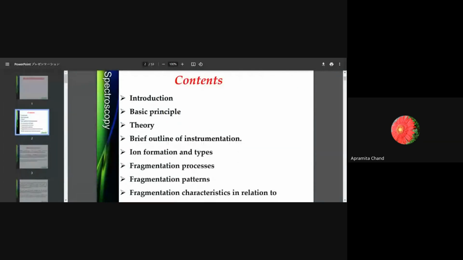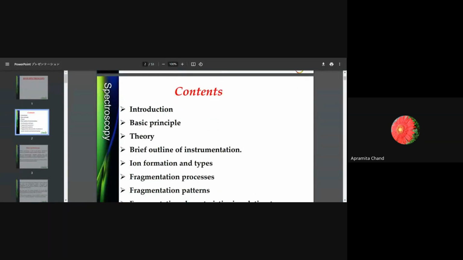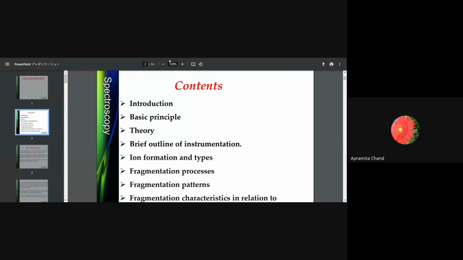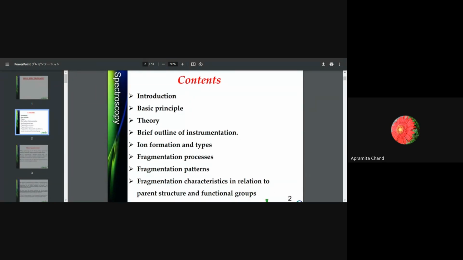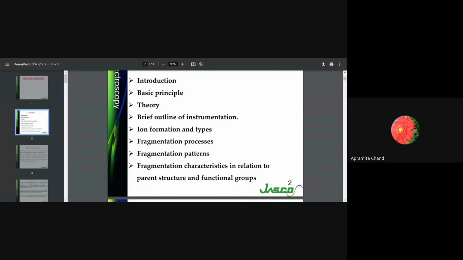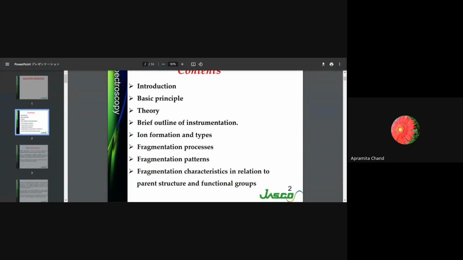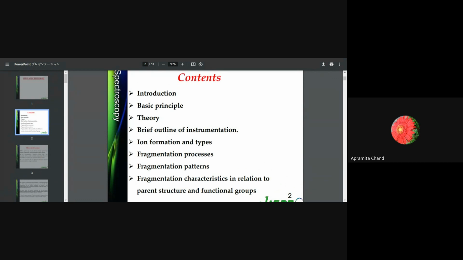So we are starting with mass spectra. So we're going to discuss the basic principles, the theory, the brief outline, instrumentation कैसे होता है, what do you mean by ion formation, what is meant by fragmentation processes, patterns, and how it relates to parent structure and functional groups. Okay, so we'll be finishing this quickly.